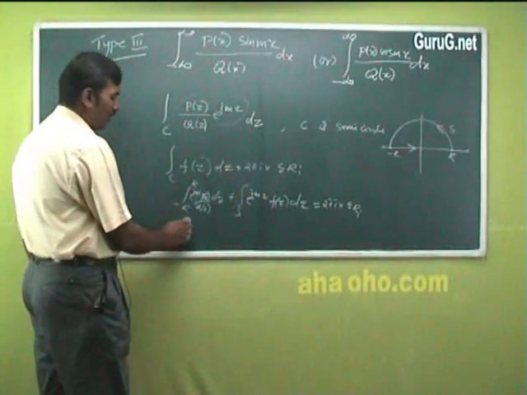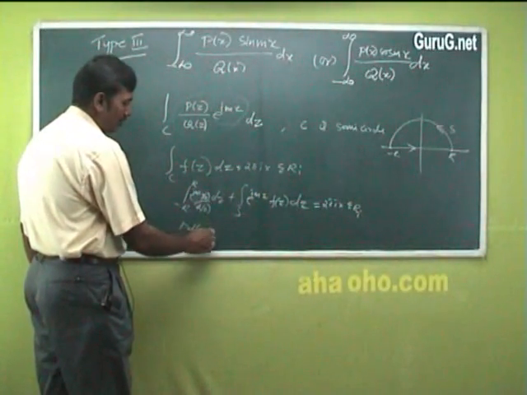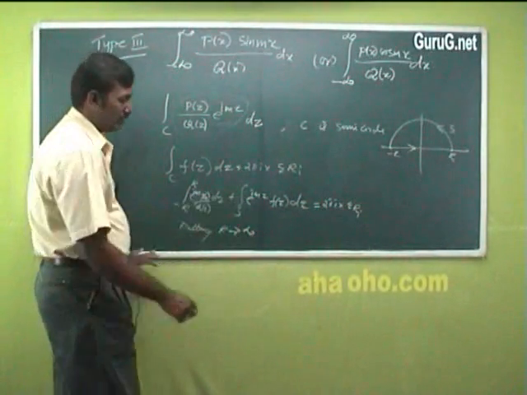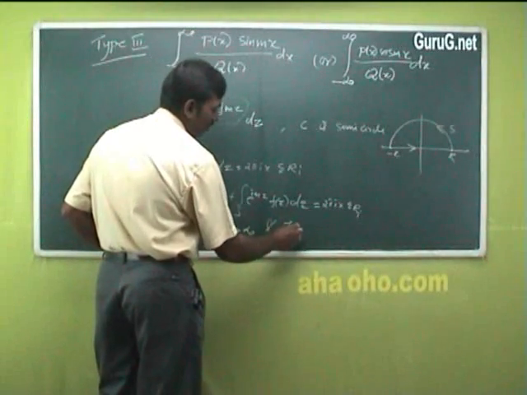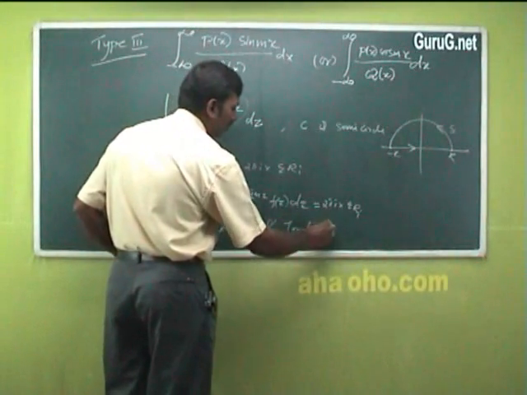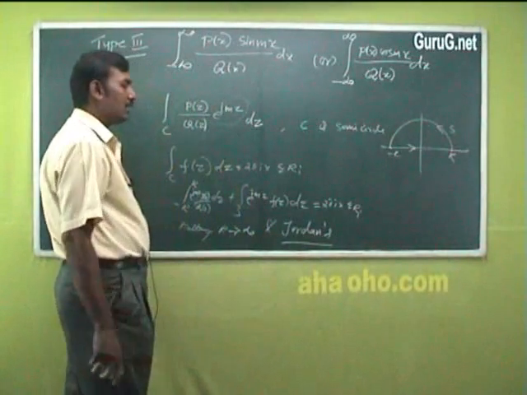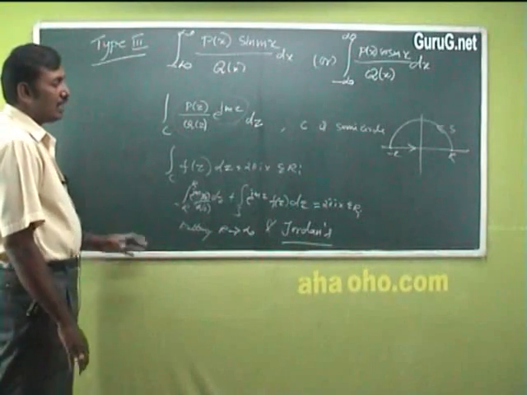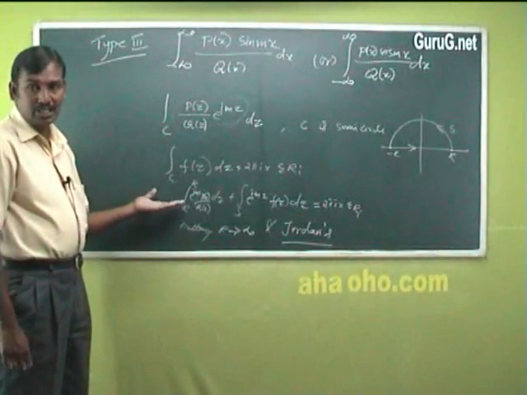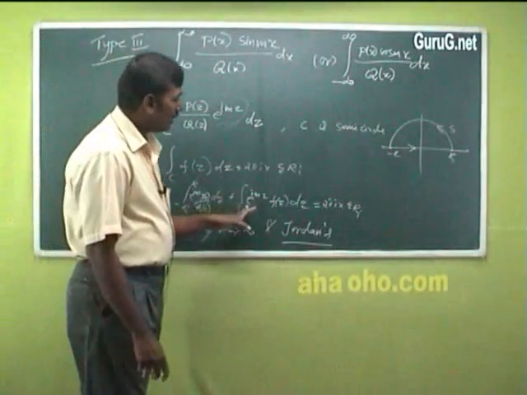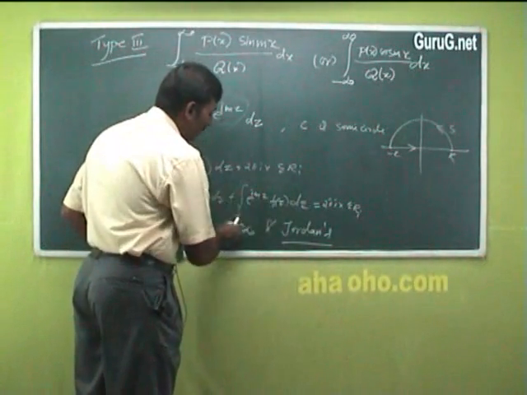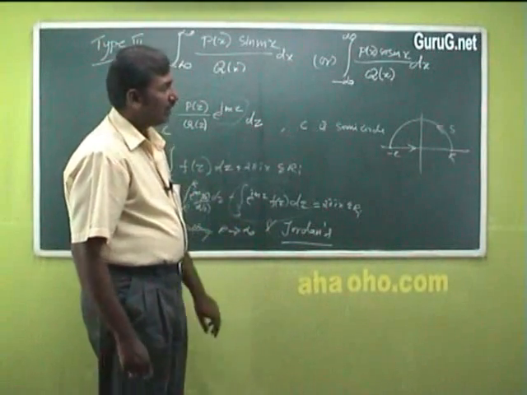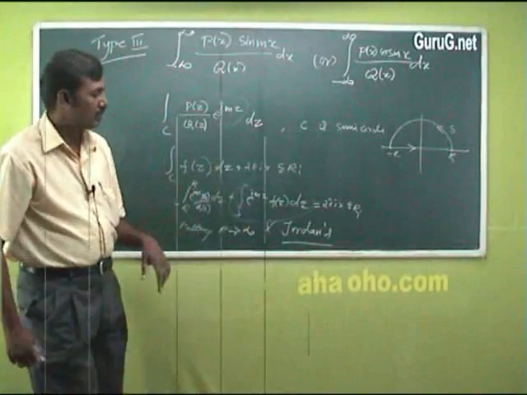And after that, putting r tends to infinity and applying Jordan's lemma. Jordan's lemma says that f of z is continuous and the integral over s of f of z dz tends to 0 as r tends to infinity. So by Jordan's lemma this integral over the arc tends to 0, and you may get the required integral. Clear? So this is the evaluation process.